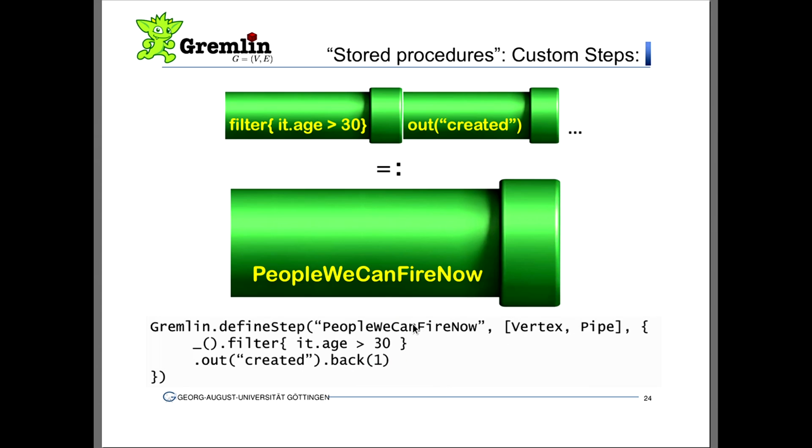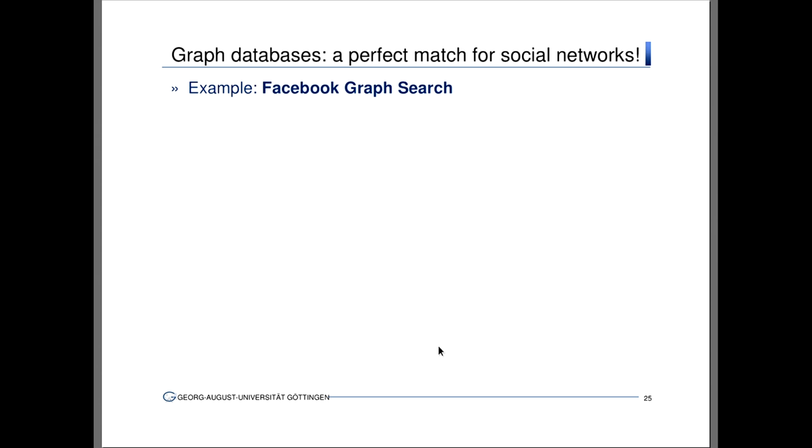And now the nice thing is, once you've created a walk like this, you can give it a name, right? So instead of always saying filter age is bigger than 30, out created, you can now say people, fire now. And then you can reuse this again and again. And this is what a definition like that would look like. So it's very similar to a stored procedure. It means you don't have to ever write it again. And this is what we're going to make use of.